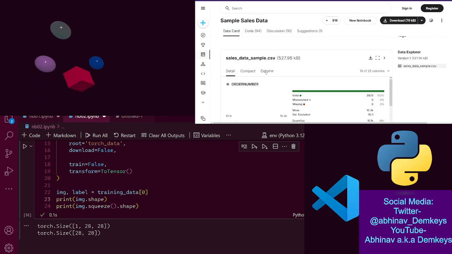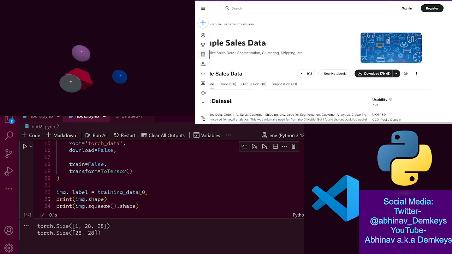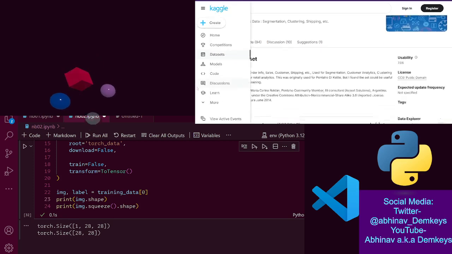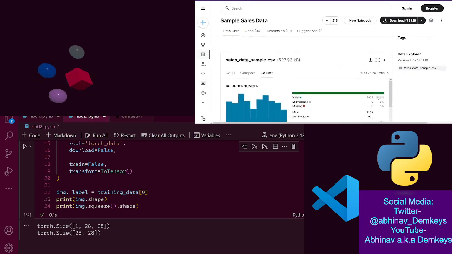Oh, here. Maybe it's this. 10 out of 25 columns. There's 25 columns of data in this. That's crazy. Holy shit. Okay. Let's take a look at all the data that's there.